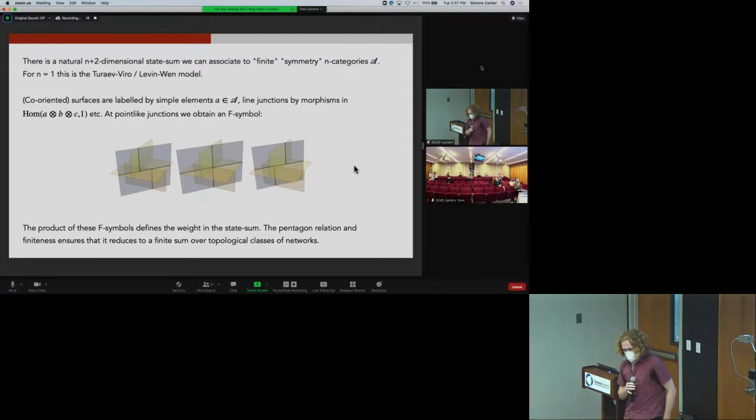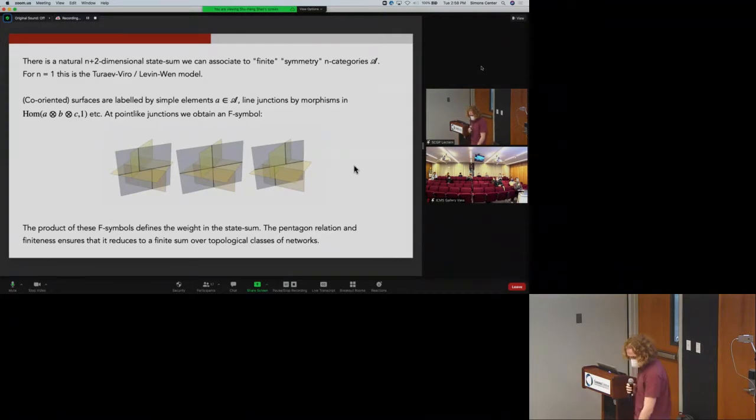So if we're thinking about finite categorical symmetries, and I want to be agnostic about dimension, although I really only know how to do one categories very well, if we have a symmetry n category, so a symmetry of a space-time n+1 dimensional theory, there's a natural n+2 dimensional state sum we can associate to it, which I'll just call the Turaev-Viro model. Specifically, the Turaev-Viro model was formulated in n=1. It's the same thing as this Levin-Wen model.